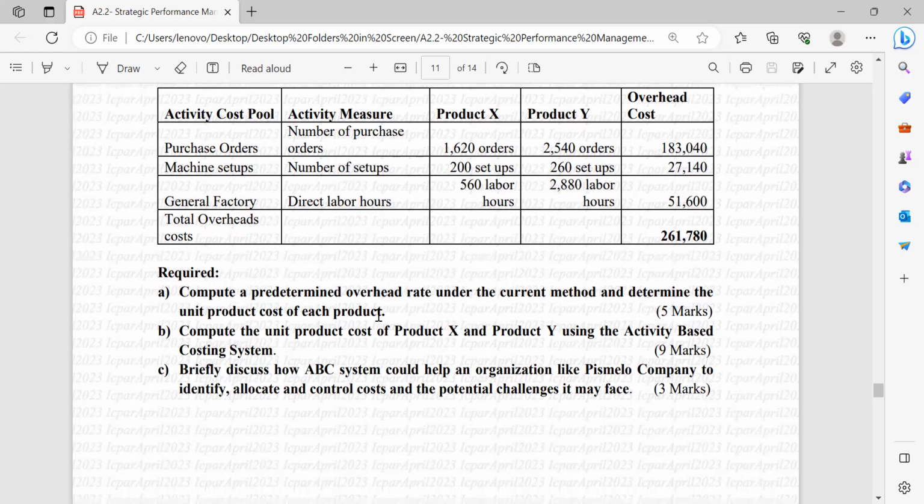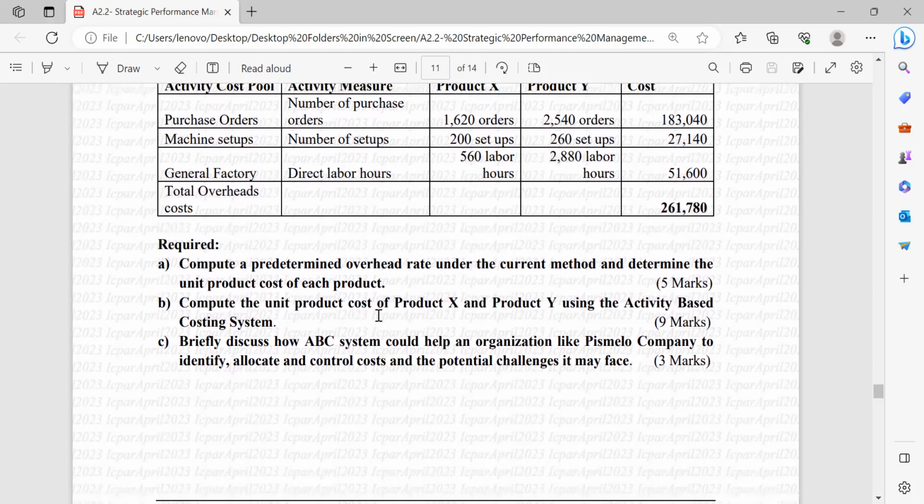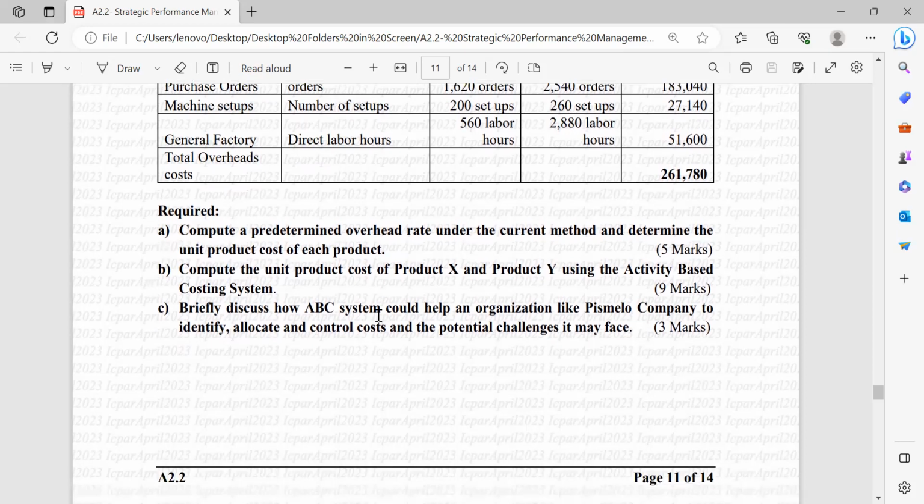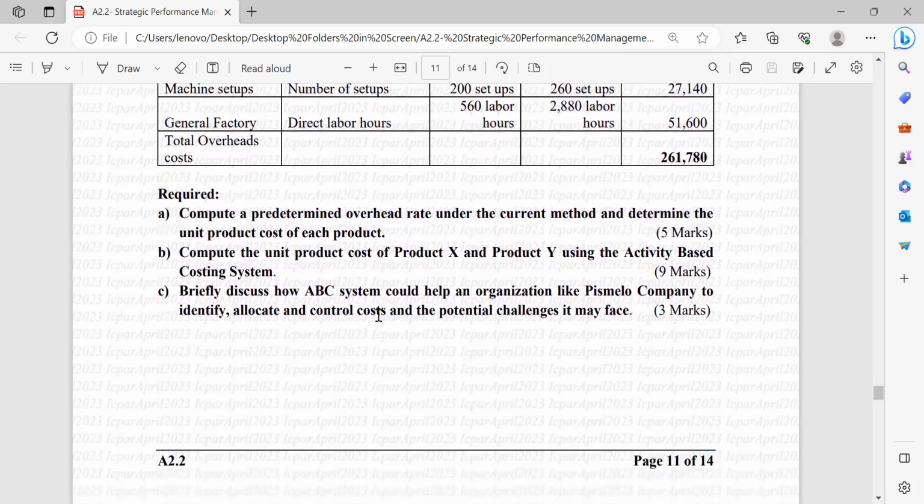Okay. Now, part C, they are saying to briefly discuss how an activity-based costing system could help an organization like this company, Pismero company, to identify, to allocate, and control costs and the potential challenges it may face. Also, this one we have in the notes. I have also highlighted the challenges we may face if we apply activity-based costing.